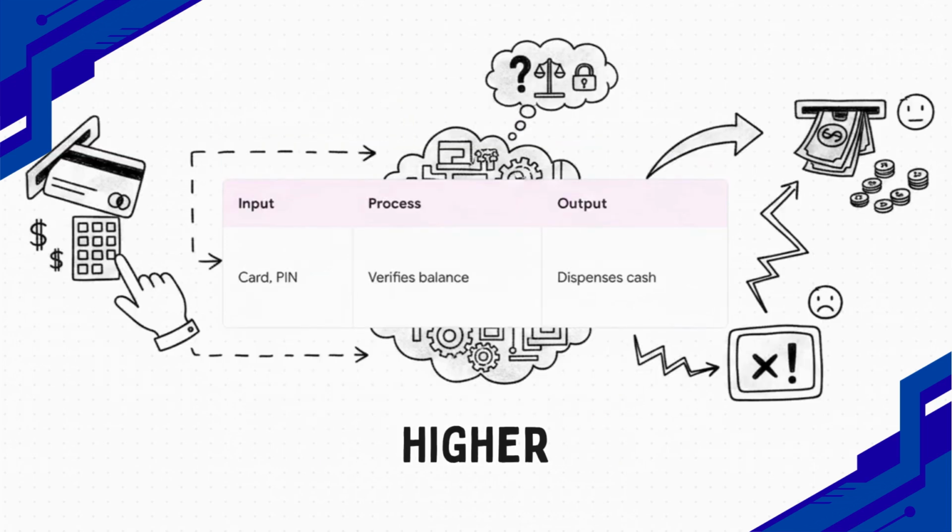The stakes get a little higher when we visit the ATM, right? But the core narrative remains completely identical. Your input is inserting your card, typing in your secret PIN, and requesting a specific amount of money. The process involves the ATM secretly communicating over the network with your bank's database to verify your available funds.